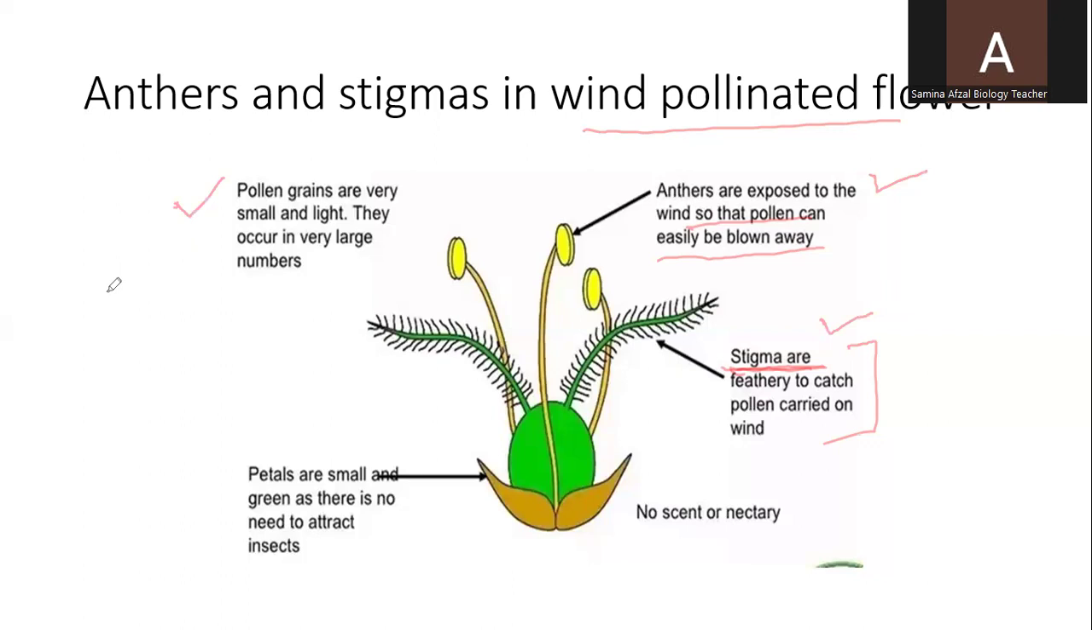So they are small and light in color. It will help them to float in the air easily. And secondly, they grow in large number. And then no scent or nectar glands are present, as I already told you. So there is no attraction for insects to pollinate them. Again, petals are small and green. There are no attractive colors for the insects. So the process of pollination will take place with the help of wind. So they are modified. They have modified anthers and stigmas.